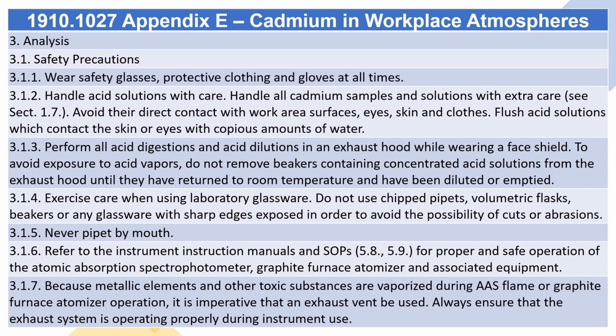3.1.6. Refer to the instrument instruction manuals and SOPs, 5.8, 5.9, for proper and safe operation of the atomic absorption spectrophotometer, graphite furnace atomizer, and associated equipment. 3.1.7. Because metallic elements and other toxic substances are vaporized during AAS flame or graphite furnace atomizer operation, it is imperative that an exhaust vent be used. Always ensure that the exhaust system is operating properly during instrument use.